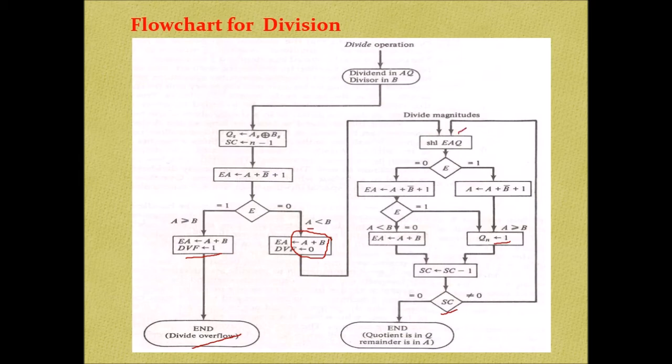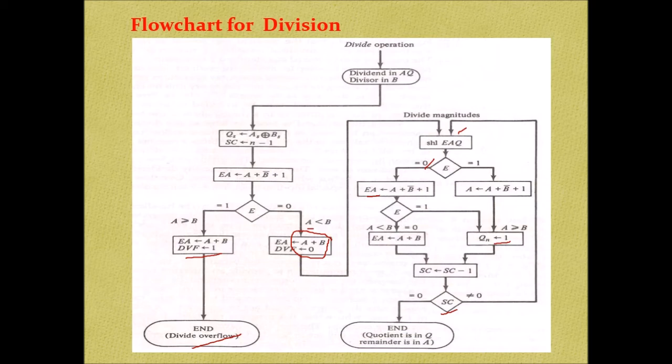So now similarly, after that we will shift left the EAQ. After that again we check the E. So now this time suppose E is 0. In this case, first we have to perform the A minus B operation, and the result is stored in EA. But one thing you have to notice is that in the previous step the subtraction is performed and the result is stored in EA, but here the subtraction is performed but the result is stored only in A. So this thing you should keep in mind.